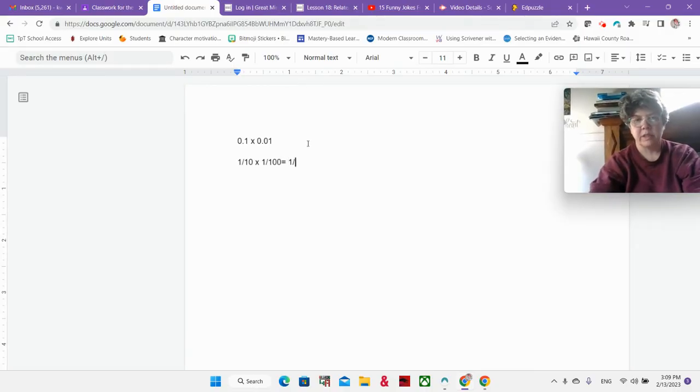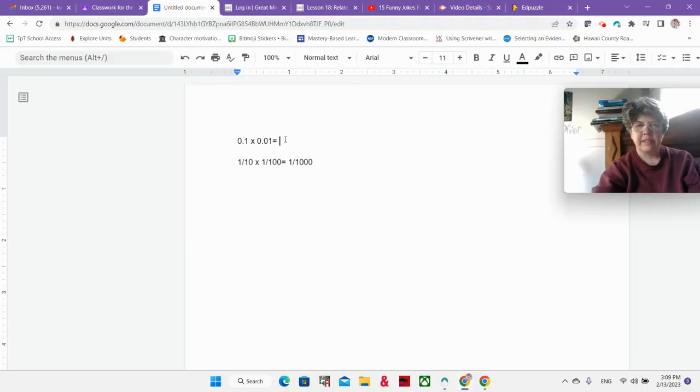1 times 1 is 1. 10 times 100 is 1,000. If you're not sure about that, then you're just going to add all the zeros. It's going to be 3 zeros, which is 1,000. So if we're going to write that in standard form as a decimal, that would be 1,000ths, right? Okay.